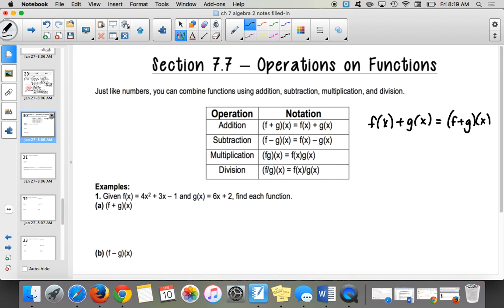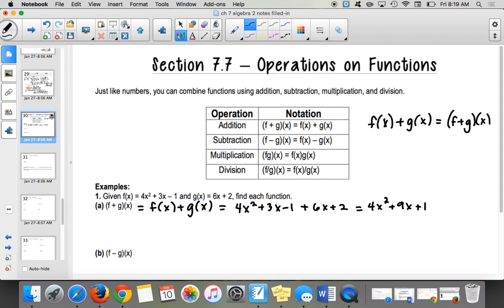All right, so it says given f of x is equal to 4x squared plus 3x minus 1, and g of x is equal to 6x plus 2, find each function. So when you see f plus g of x, what that means is to take the function f of x and add it to the function g of x. So we're taking 4x squared plus 3x minus 1, and we're adding it to the function of 6x plus 2. So we just simplify just like normal. We combine our like terms, so we get 4x squared plus 9x plus 1.